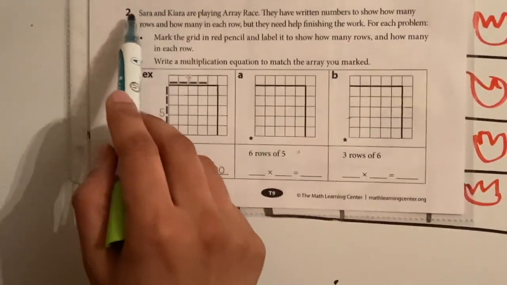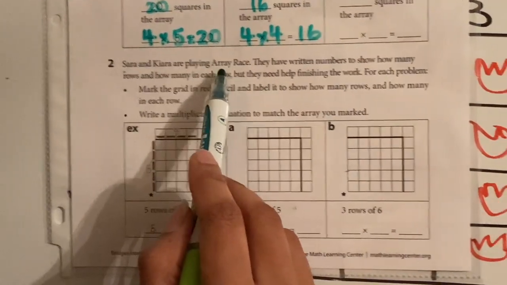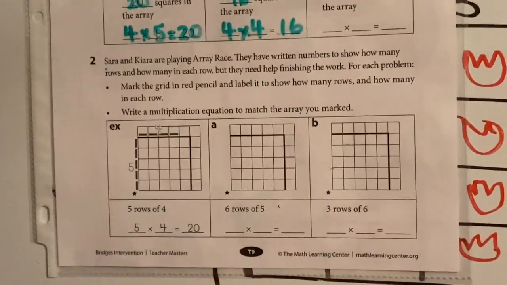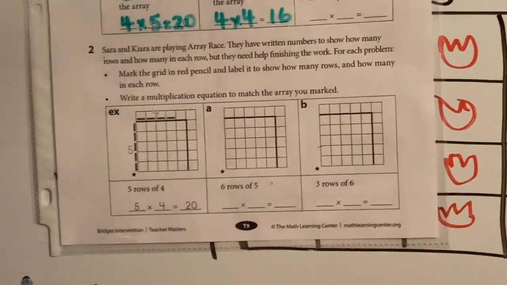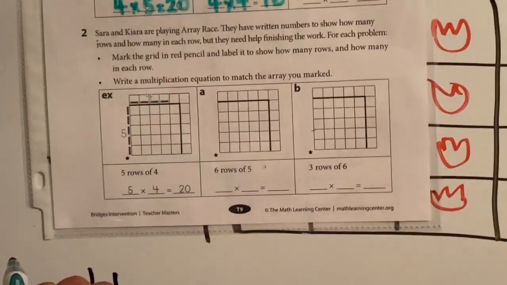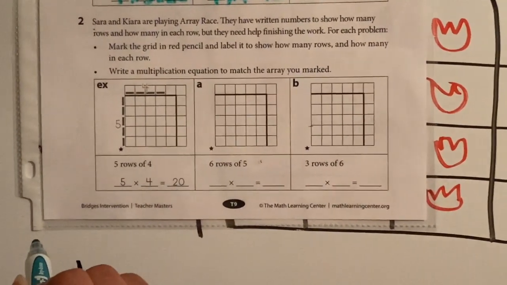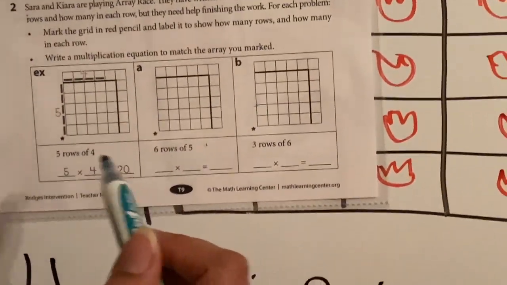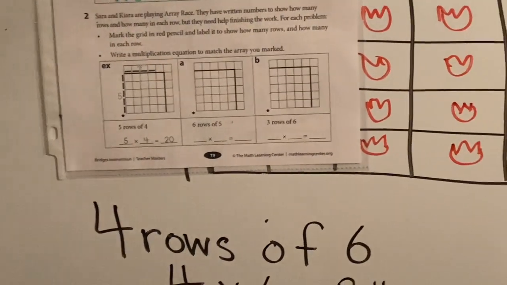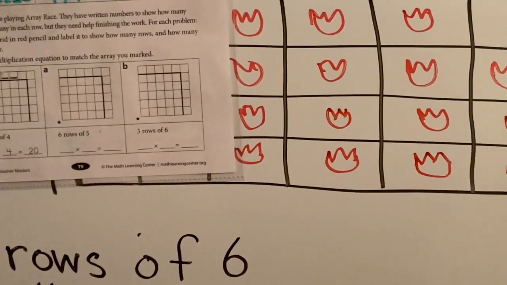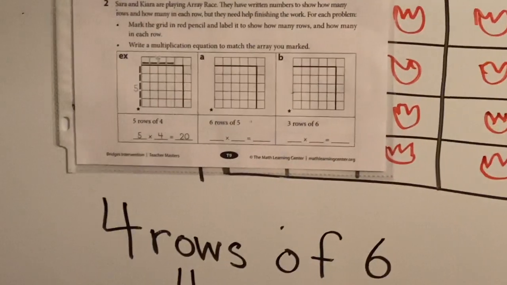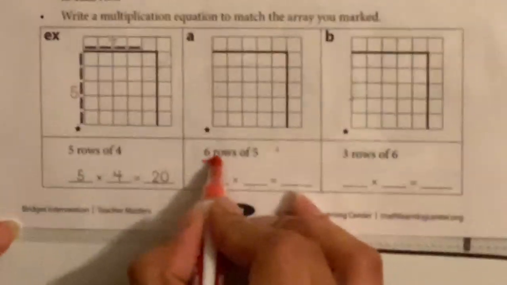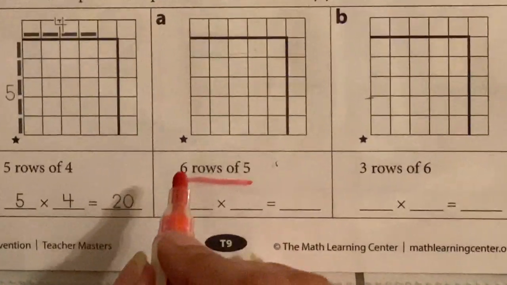So number 2 is Sarah and Kiara are playing array race. They have written numbers to show how many rows and how many in each row, but they need help finishing the work. For each problem, mark the grid in red pencil and label it to show how many rows and how many in each row. So let me get a red pencil if I have, yes. Okay, 2. So this says, this is our clue right here, 6 rows of 5.